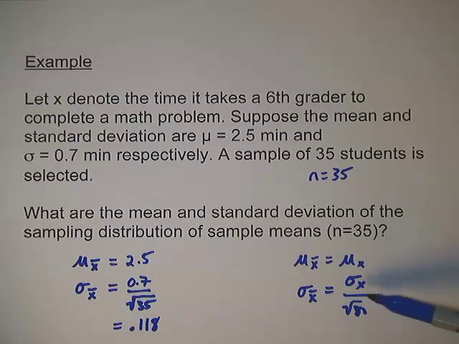Really, these two formulas are the important things to get out of this tutorial: mu sub x bar equals mu sub x, and sigma sub x bar equals sigma sub x over the square root of n. So that's been the tutorial on the mean and variation of a sampling distribution.